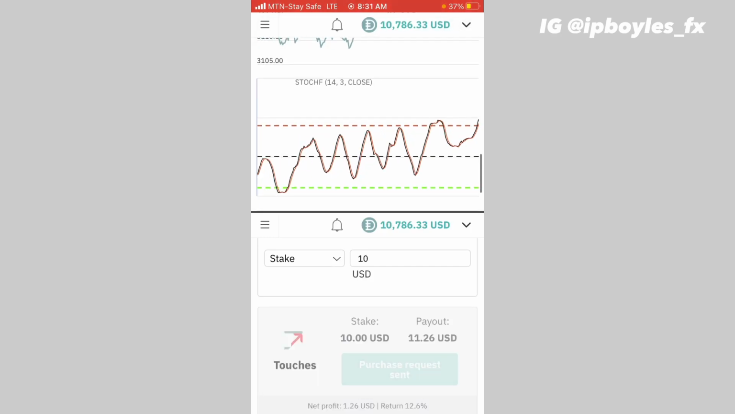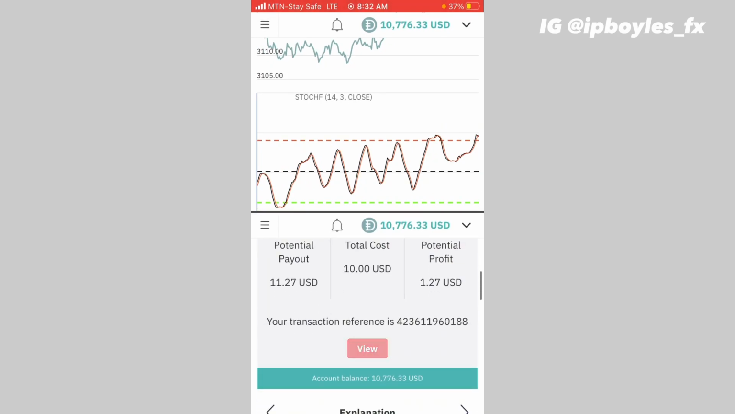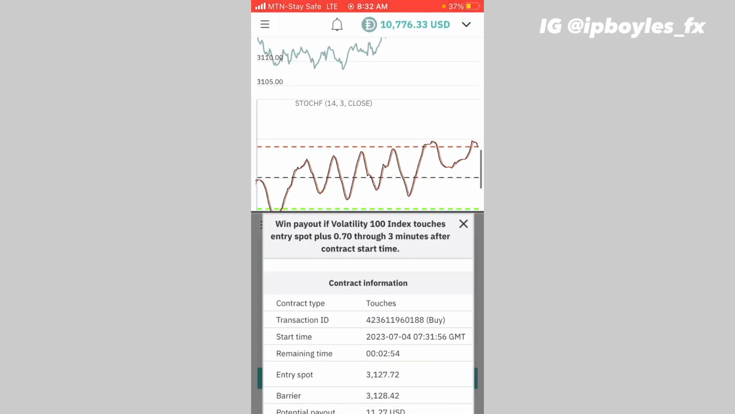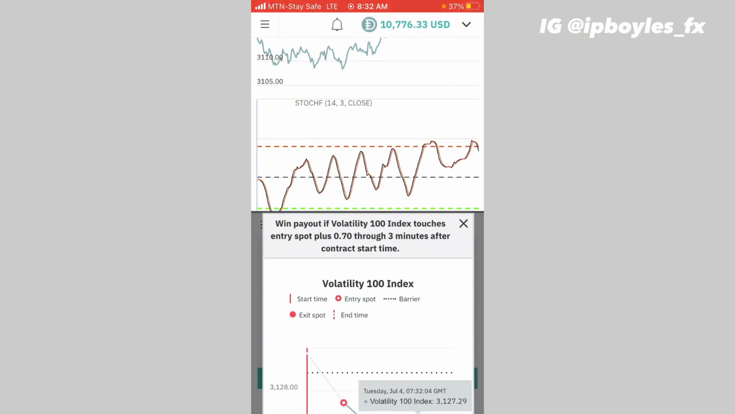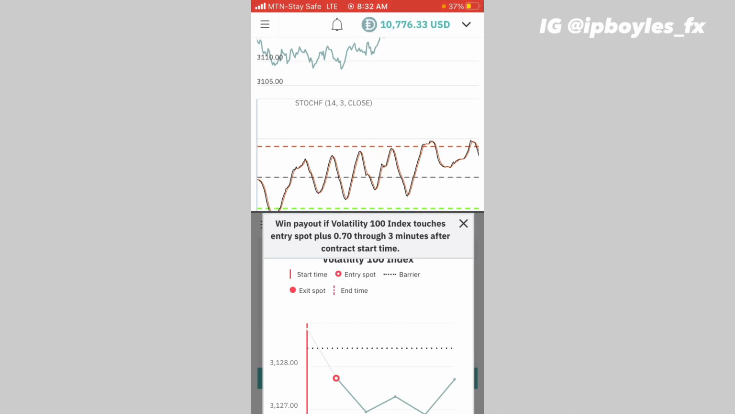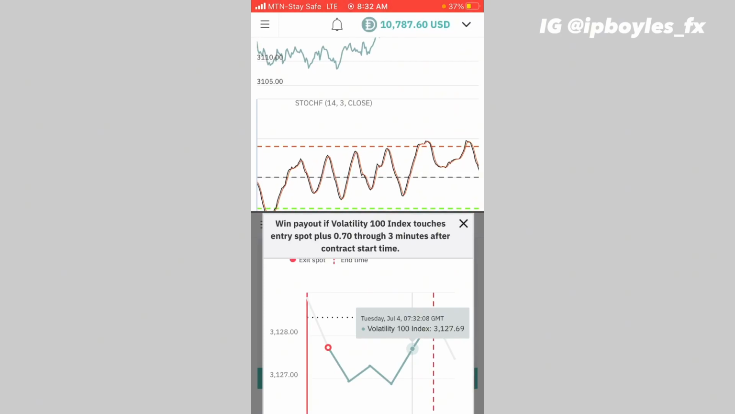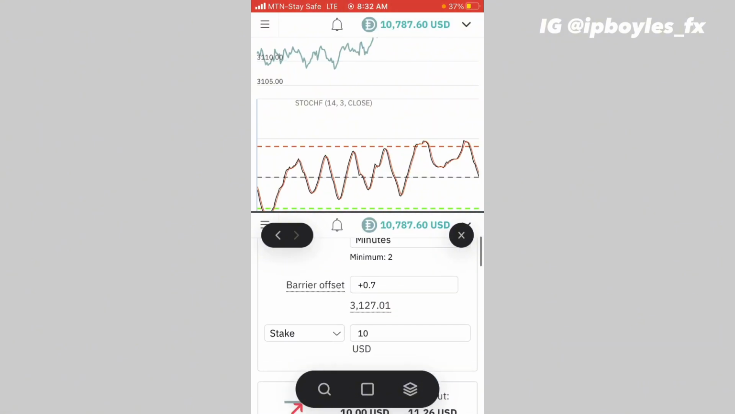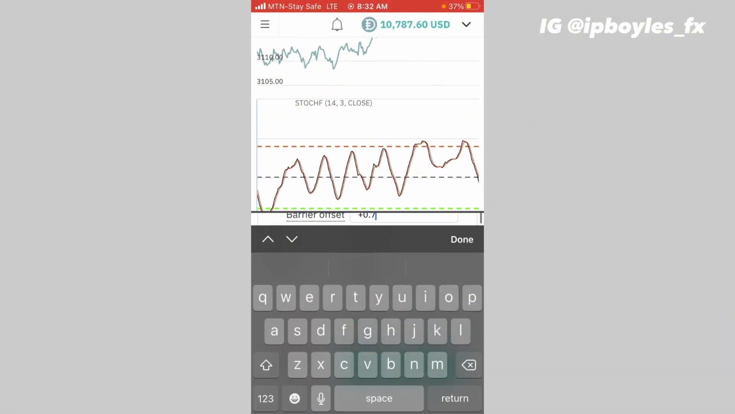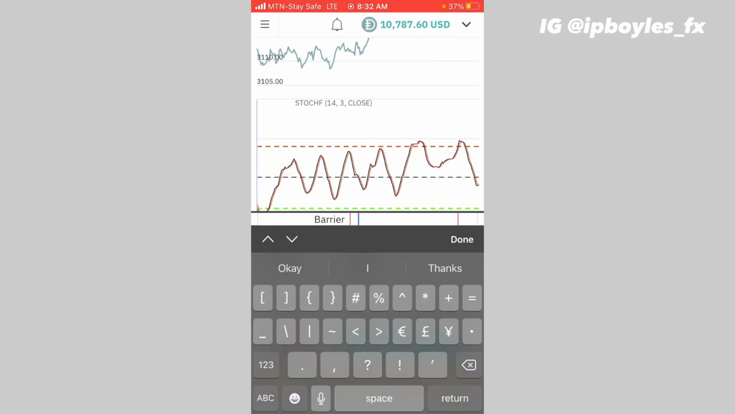So I'm going to take this. Oh, my barrier offset. Oh, I didn't put my barrier offset. Oh, it still won. I didn't put my barrier offset at minus. It was at plus, although it still won. So let me show you what I just did. You really need to be careful on this. You see that my barrier offset was on plus, so I need to make it minus.